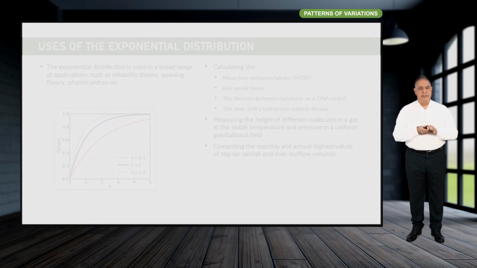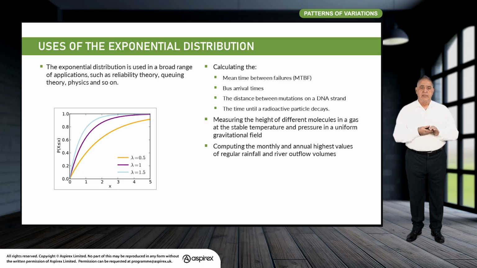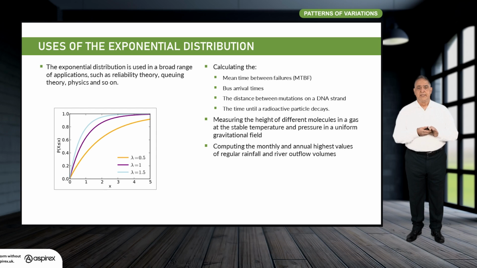So where do we use this? It is used in a fairly broad range of applications, such as reliability theory, queuing theory, physics, etc. Calculating the mean time between failures follows the exponential distribution. Bus arrival times follow the exponential distribution, etc.